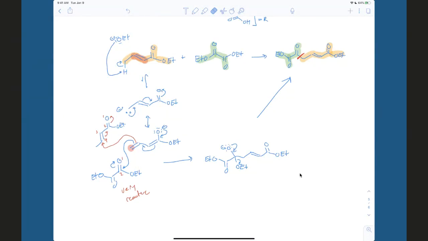I was confused where you started the numbering. Oh yeah, for talking about 1,2 and 1,4 additions, this is consistently how you would number things. For determining cyclizations, those numberings are a bit more free form.